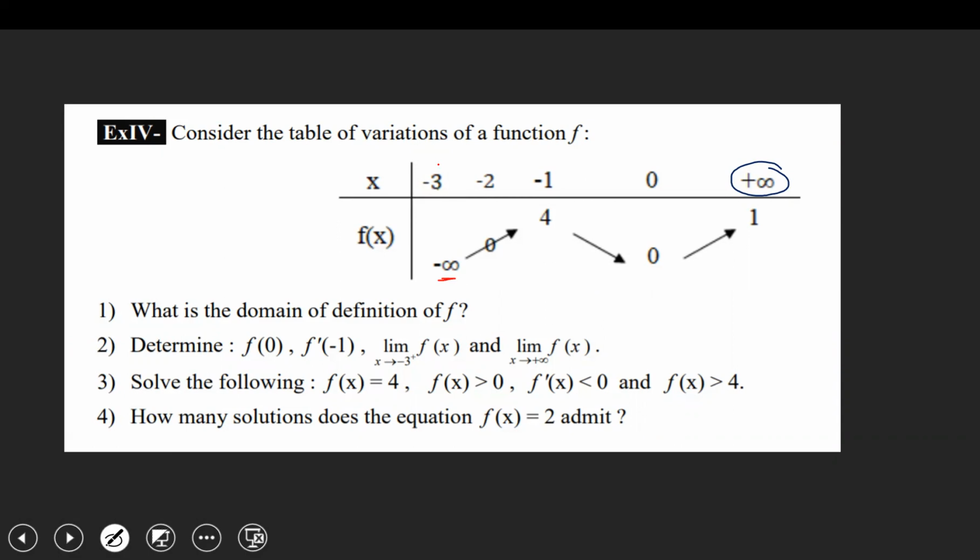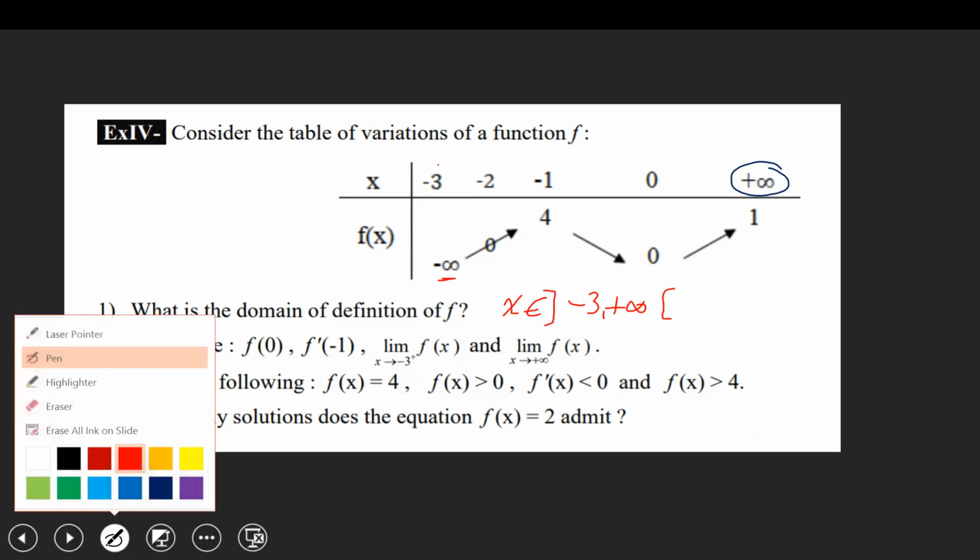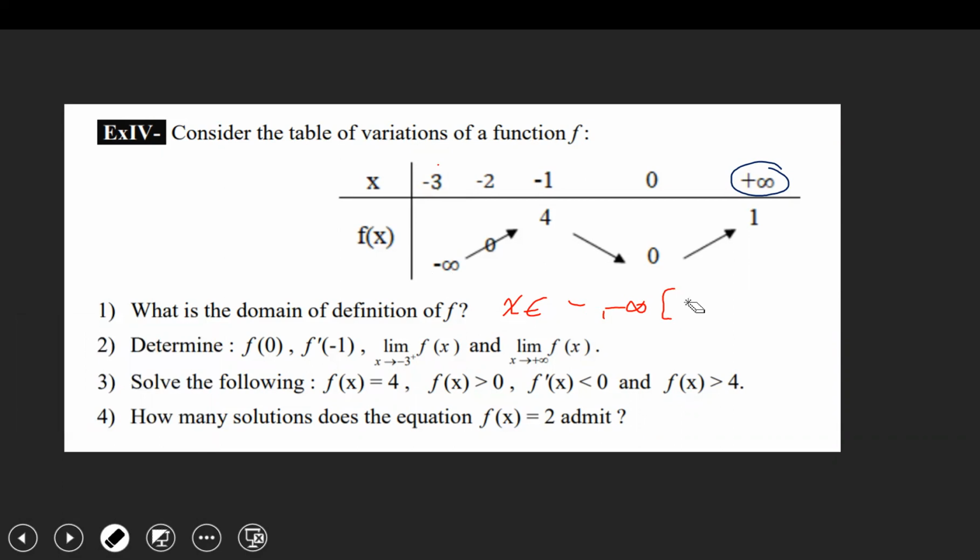For this reason, we say the domain is from -3 to plus infinity, but all we care about is whether it is closed or open at -3. It is open at -3. Sorry. Okay, I write the answers in a separate sheet. So part 1, x belongs to an open interval -3 to plus infinity.